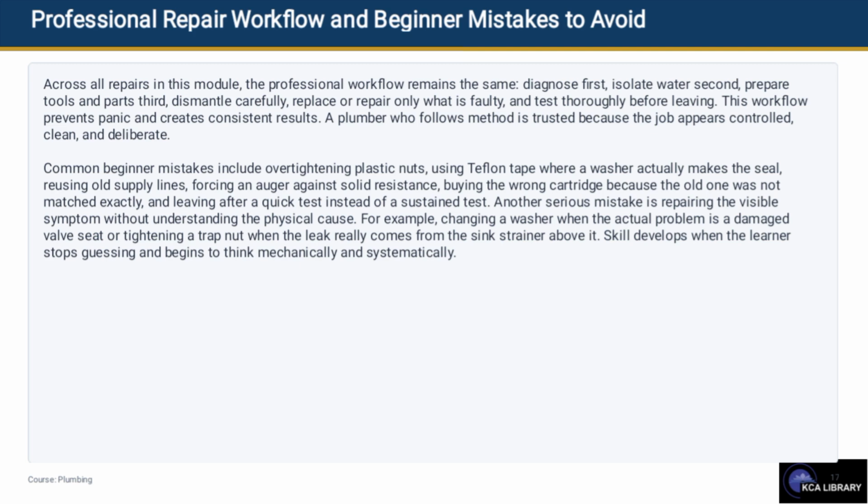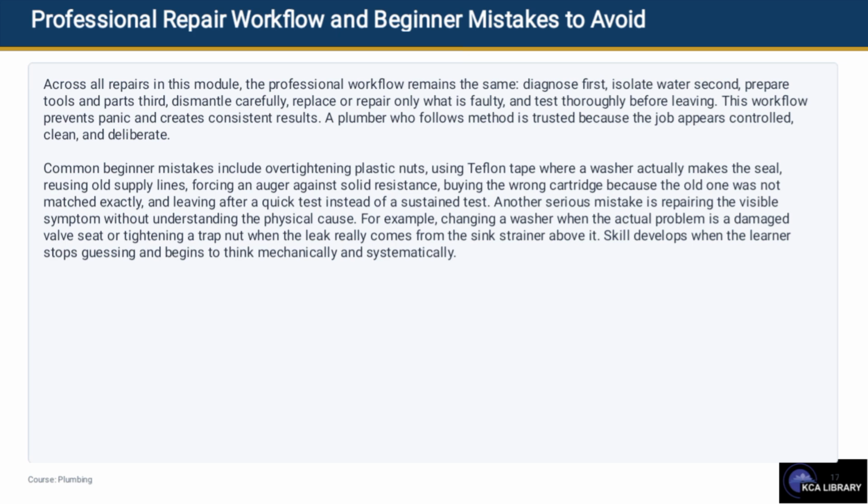A plumber who follows method is trusted because the job appears controlled, clean, and deliberate. Common beginner mistakes include overtightening plastic nuts, using Teflon tape where a washer actually makes the seal, reusing old supply lines, forcing a part against solid resistance, buying the wrong part because the old one was not matched exactly, and settling for a quick test instead of a sustained test.